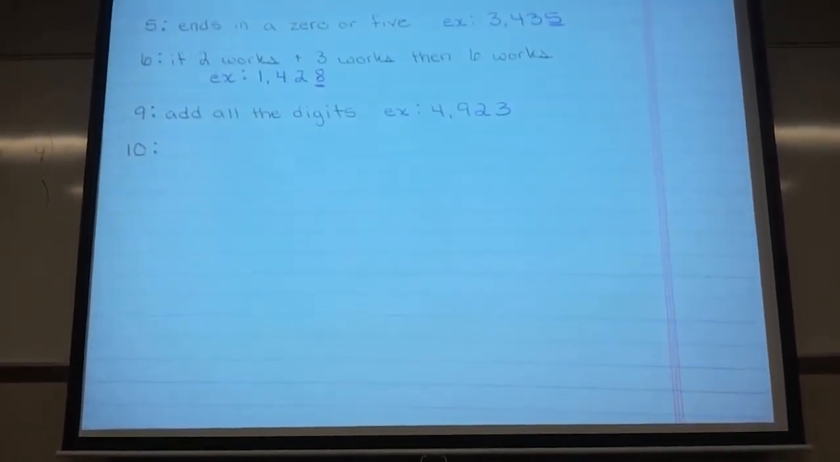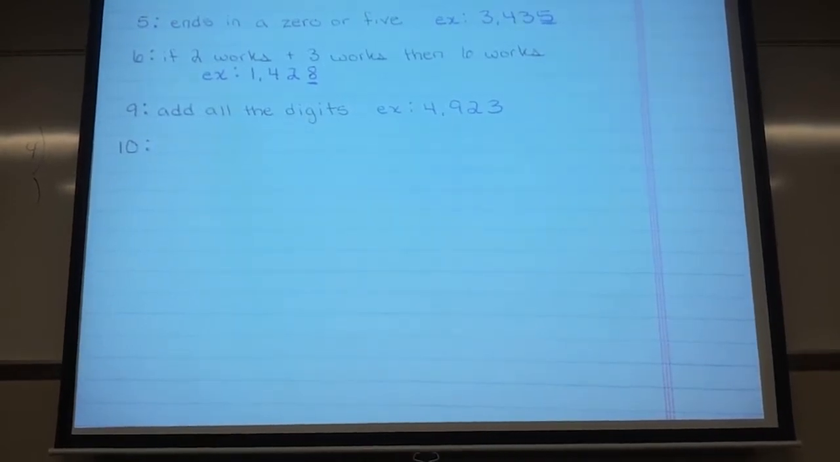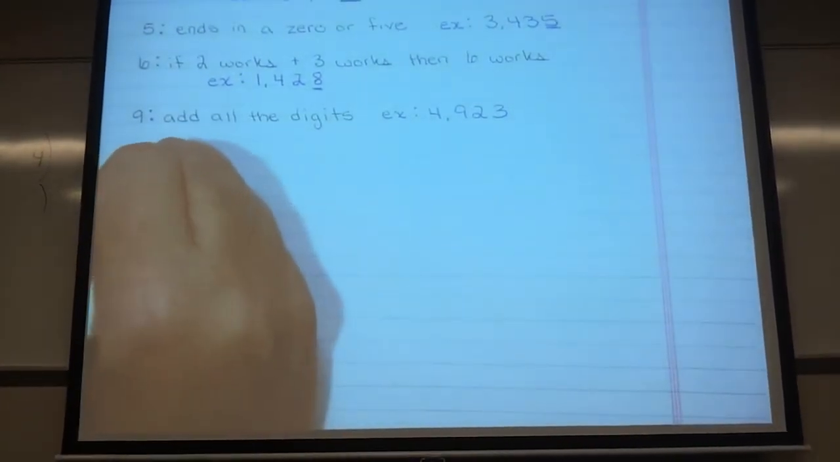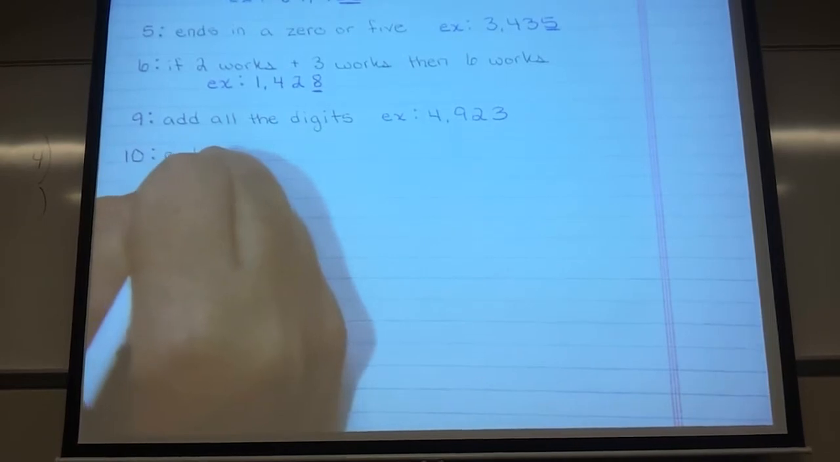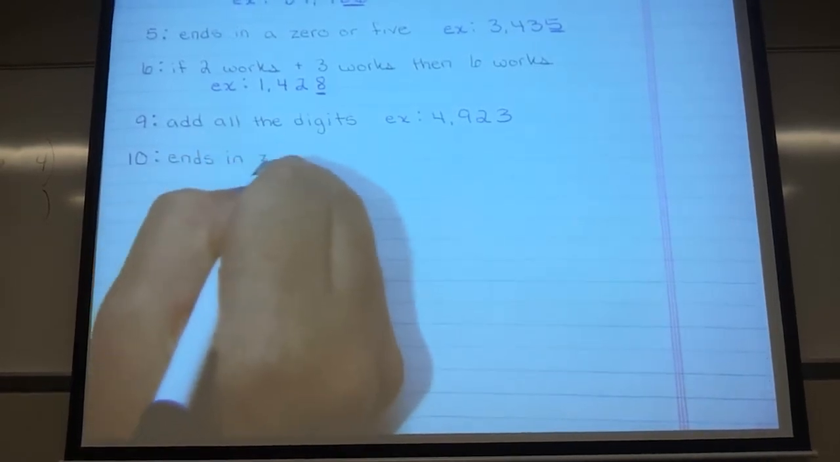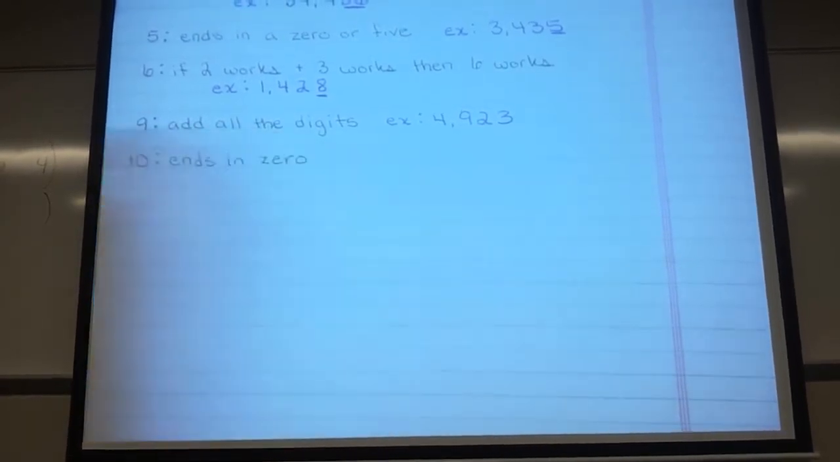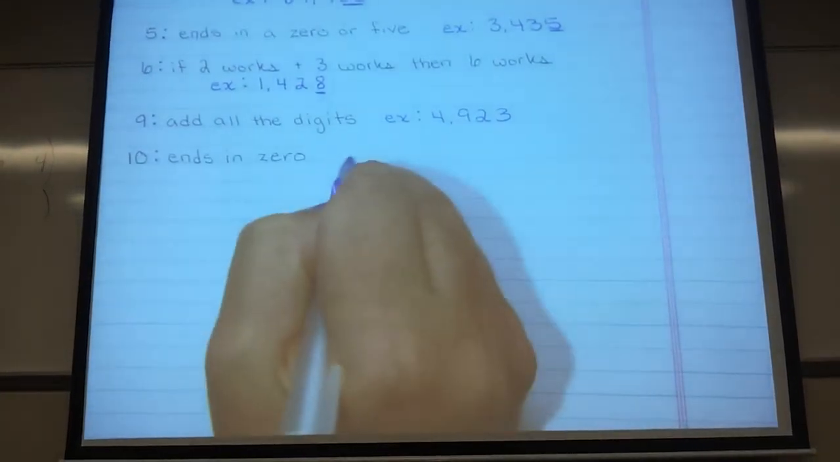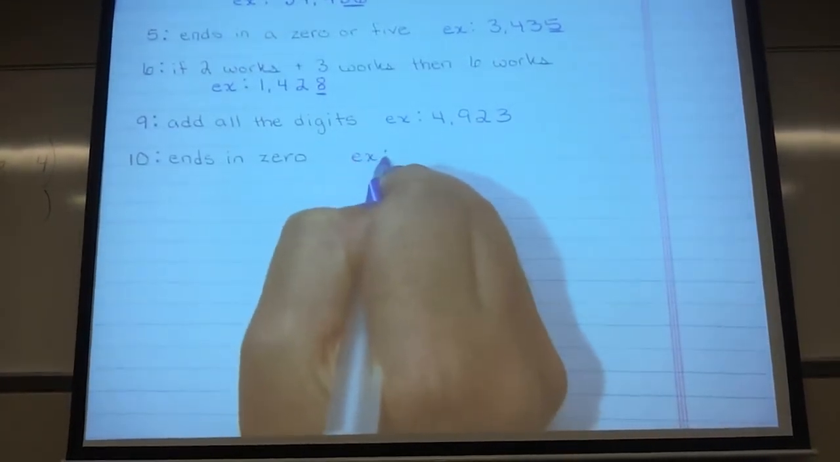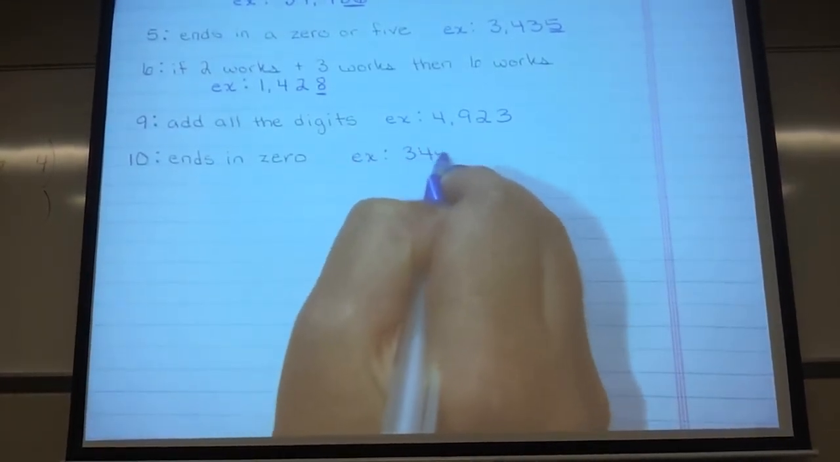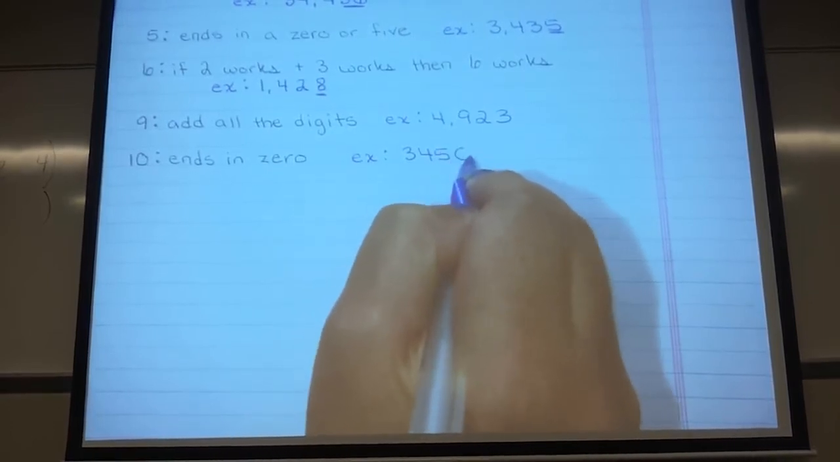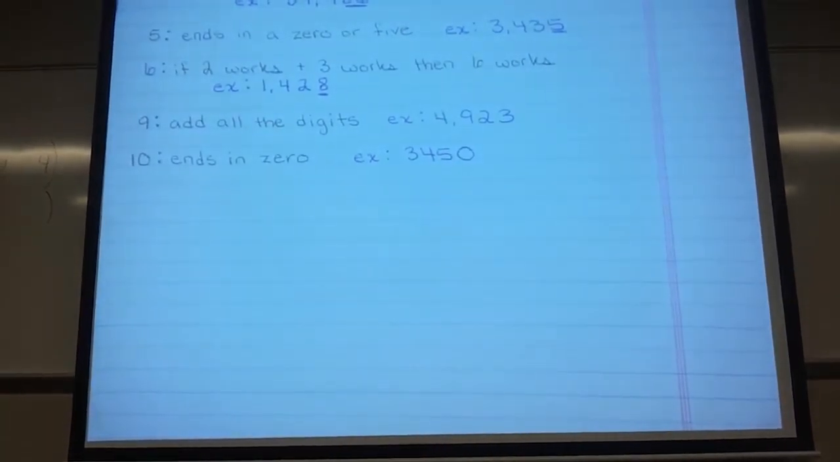And then 10 is the most common one. How do you know? Ends in 0. That's the one we like. So if I had any number, let's say 345, but it has to have a 0 on the end, then I know 10 can go into it.